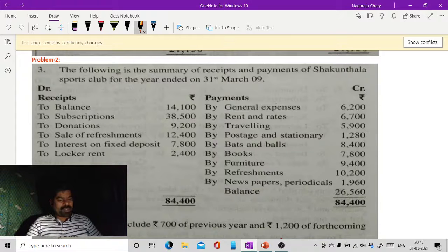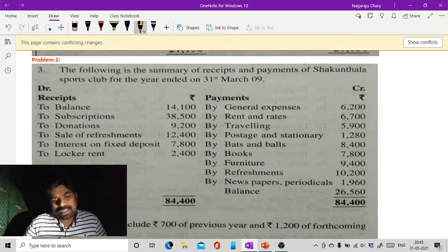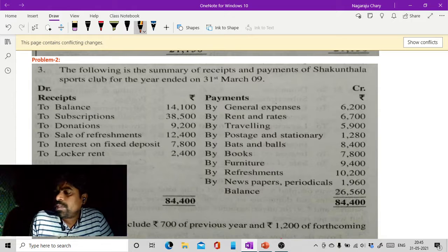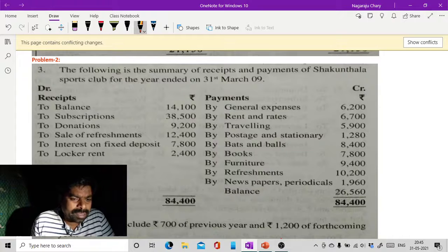Whereas in income and expenditure account, there is no opening balance. On debit side, expenditure and losses are to be recorded. On credit side, incomes and gains are to be recorded. Whenever we are closing, if incomes and gains are more than the expenditure and losses, then we get surplus. And if expenditure and losses are more than the incomes and gains, then we get deficit.